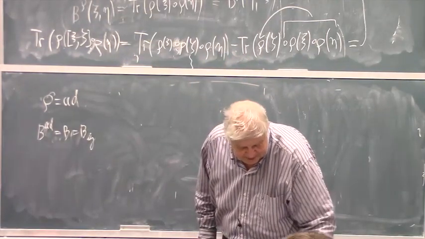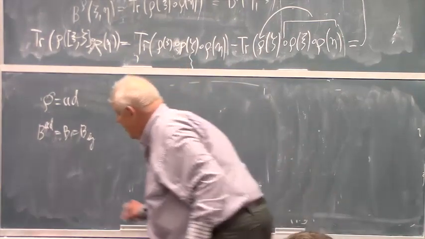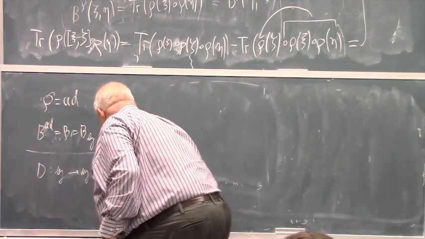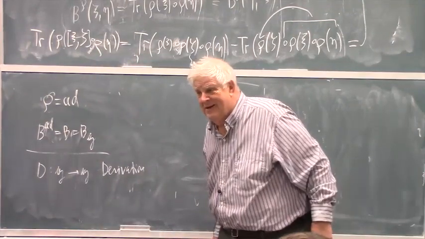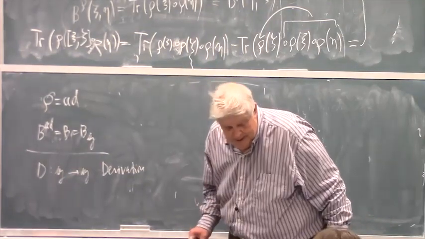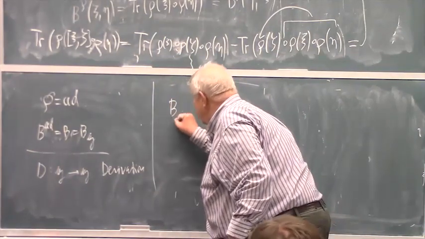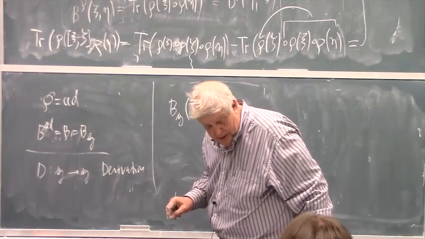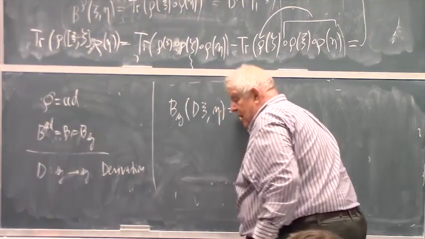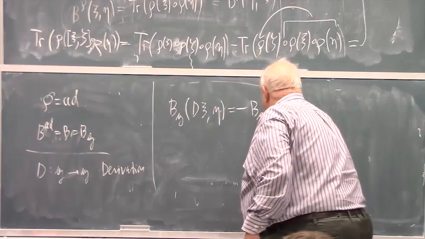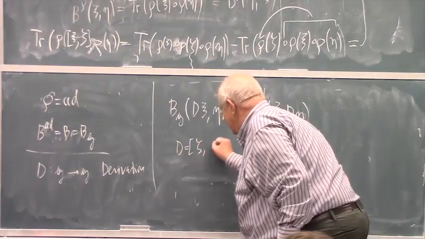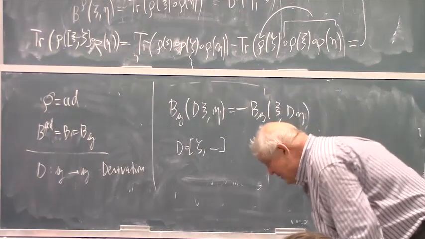But actually, it has a stronger invariance property. Namely, imagine that you have some derivation D of G. It might be an inner derivation, maybe not inner, some derivation of G. Then we have the following statement: B_G of D(xi), eta is equal to minus B_G of xi, D(eta). If D is commuting with some zeta, then it is precisely the previous thing.